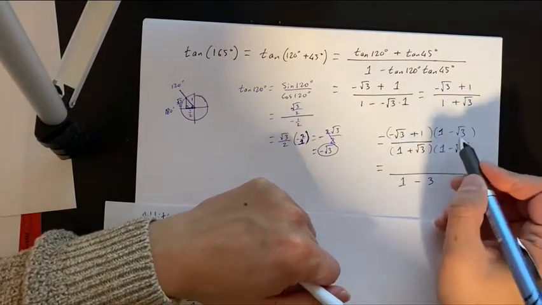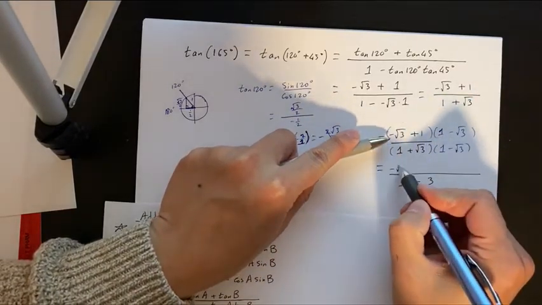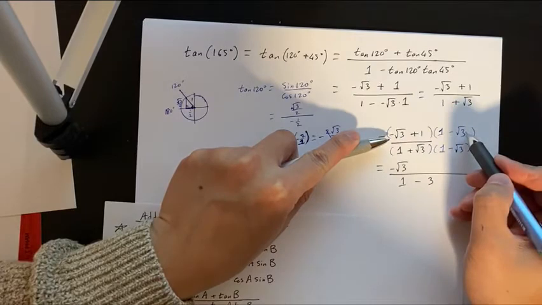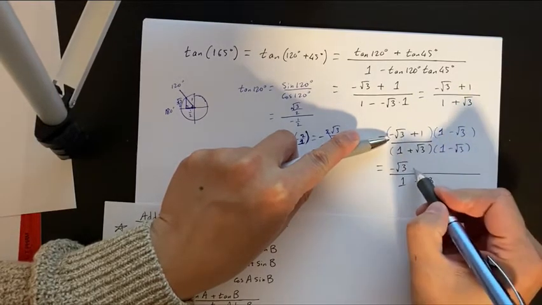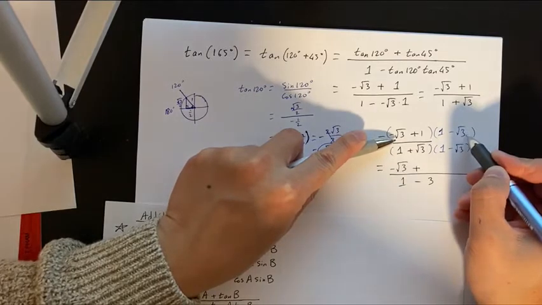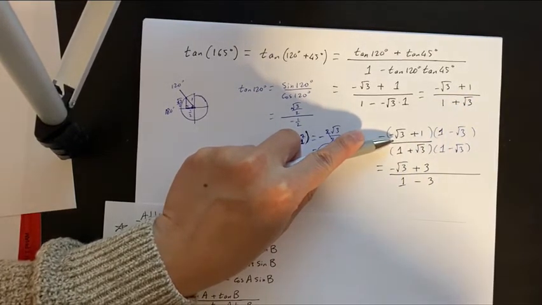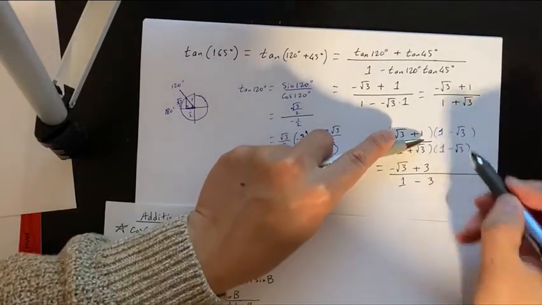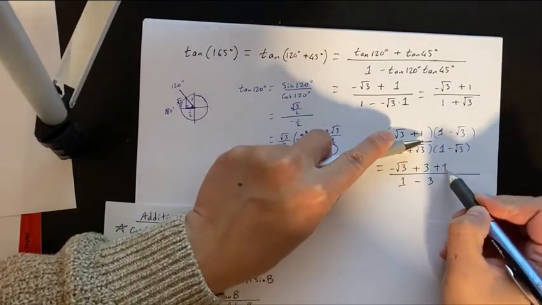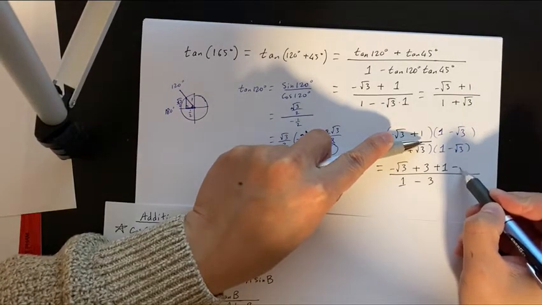The top, you do have to FOIL. So first with first will give you negative root 3. Outside, it's going to give you a positive, right? Because it's negative times negative. But what's root 3 times root 3? It's a 3. 1 times 1 is a 1. And last is going to be 1 times negative root 3. So it's a negative root 3.